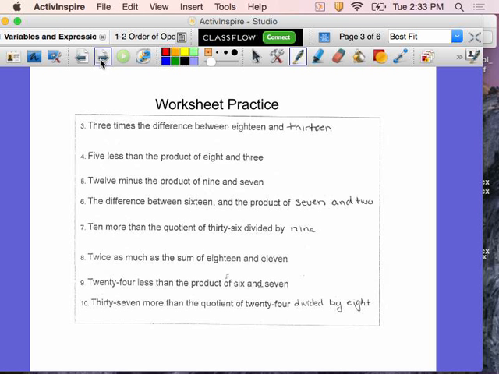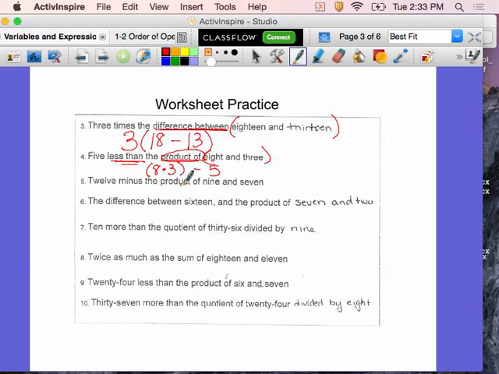Okay, so to go over each one, I'm going to do this quickly. 3 times the difference between, so that's my parentheses. So it's 3 times 18 difference, so subtract 13. 5 less than the product of 8 and 3. So I have my less than, so I need to flip it around. So it's 8 times 3 in parentheses minus 5.